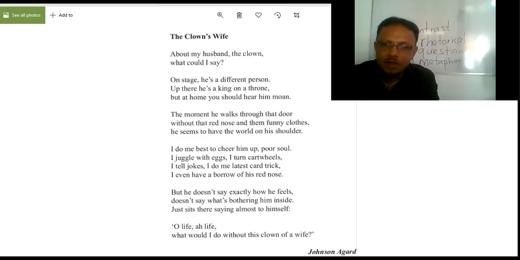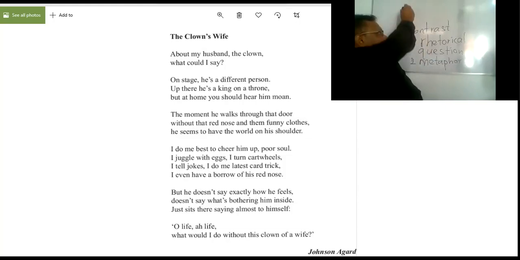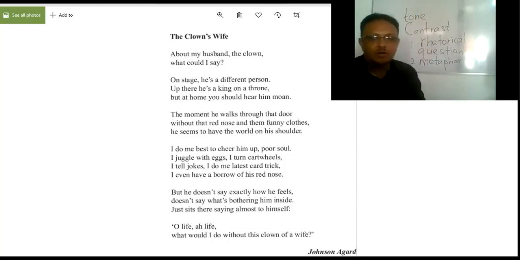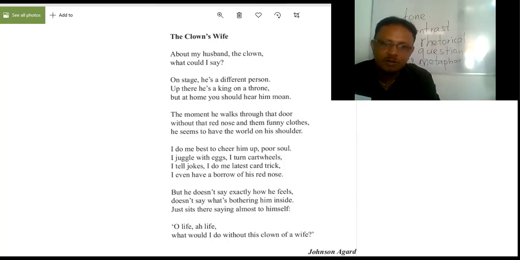Then also you can say some exclamations are used by the writer: "Oh, life, ah, life." The tone. Another technique is the tone. T-O-N-E. Tone means the way the person speaks. The rising and falling of intonation comes under this tone. Tone expresses your mood. So these techniques are very helpful to present this poem in a very authentic, very interesting way.